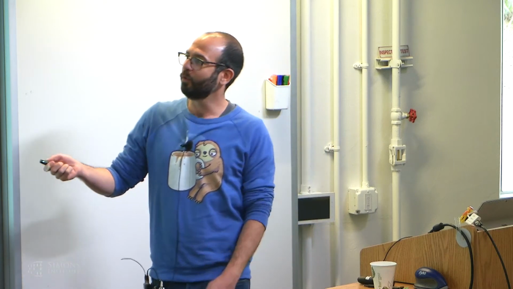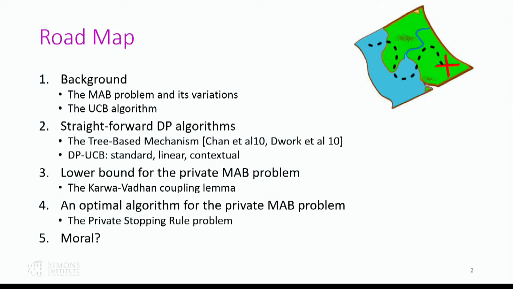The first two parts: What is the multi-arm bandit problem? What are its different variations? What's the main tool to privatize this, and how do people do that? But then, hopefully, a few new things, not really difficult, but at least interesting.